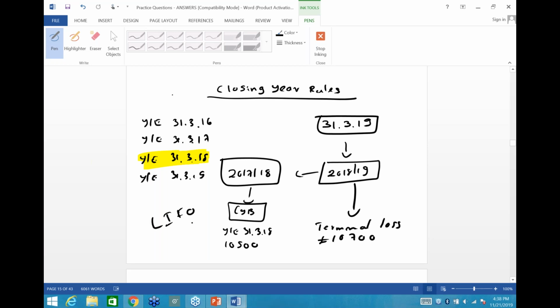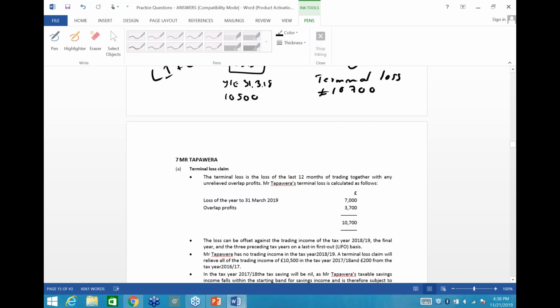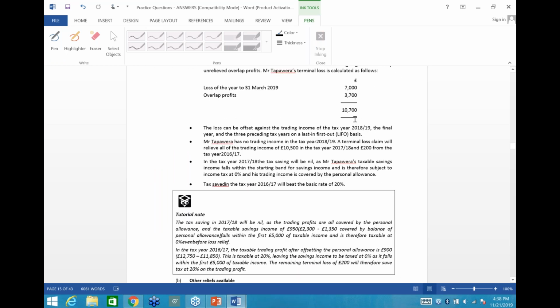So that means I have 10,700. The loss can be offset against the trading income of the tax year 18-19, the final year, and the 3 preceding tax years on a last in, first out basis.